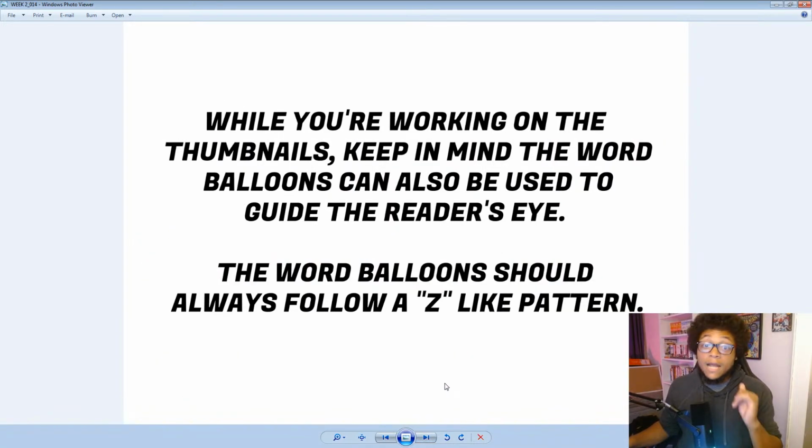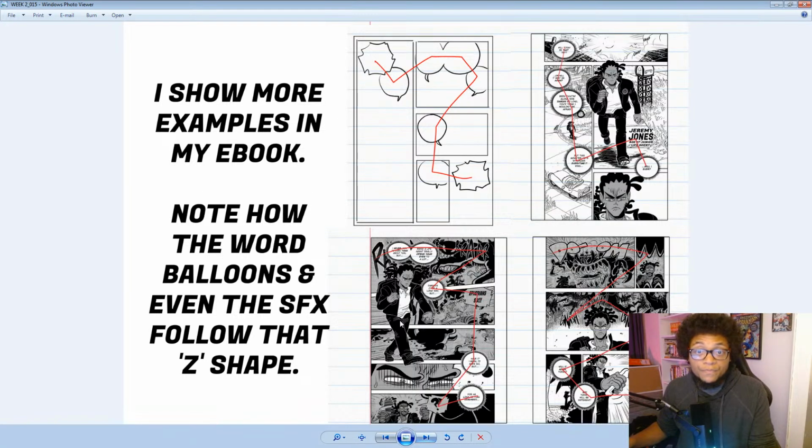All right. Now, while you're working on the thumbnails, keep in mind the word balloons can also be used to guide the reader's eye. The word balloons, like I said, always follow a Z-like pattern. As an example, I show a lot of these examples inside of that ebook that I mentioned earlier, Finish Your Comic Book in 30 Days or Less. If you don't already have that, I highly recommend getting it, because it goes through all of these and gives a lot more examples.